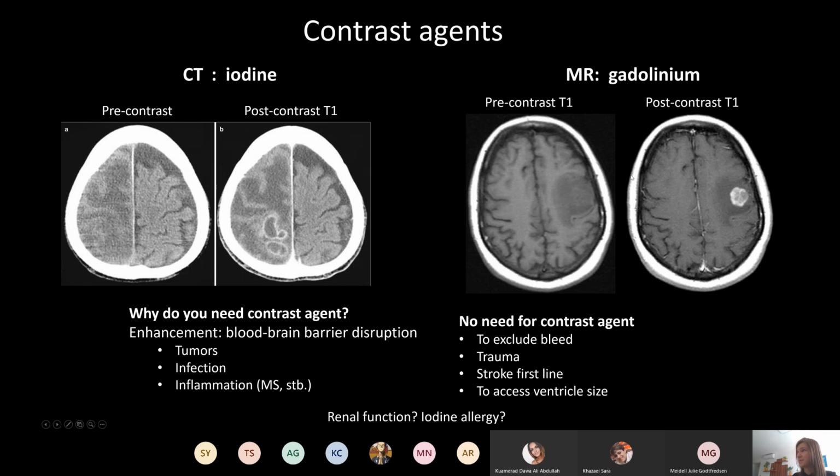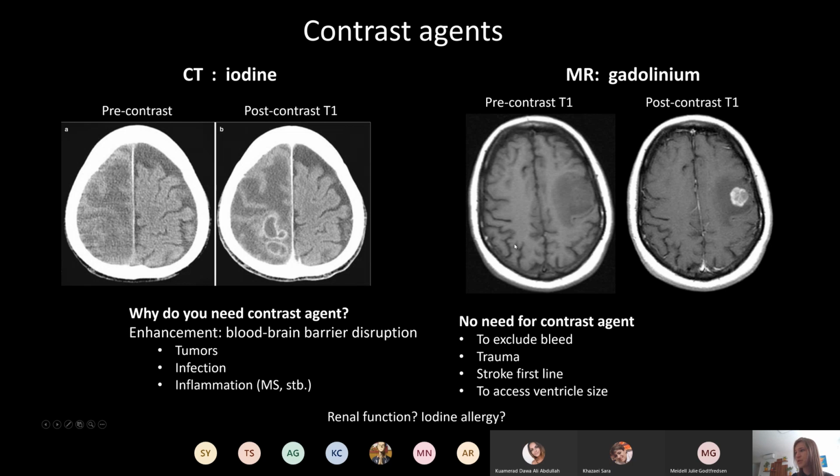And the same here with MRI. This is a pre-contrast T1 weighted image, and this is a post-contrast T1 weighted image. And you can see that something's going on here, and that contrast just delineates a tumor. So you can use a contrast agent to show blood-brain barrier disruption. And in many pathologies, the blood-brain barrier is disrupted. Normally, the contrast agent remains intravascular, but when there is blood-brain barrier disruption, then it goes into the tissue in case of tumors or infection or inflammation. So that's when you use a contrast agent.